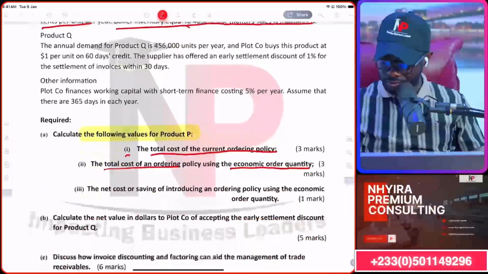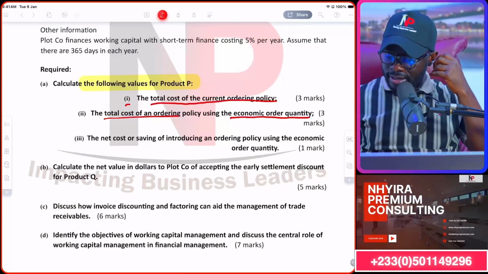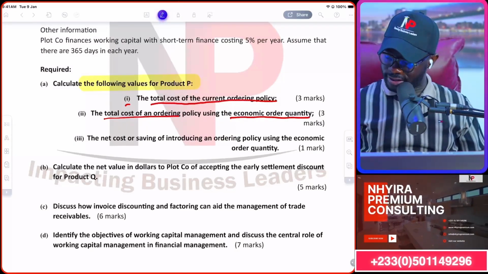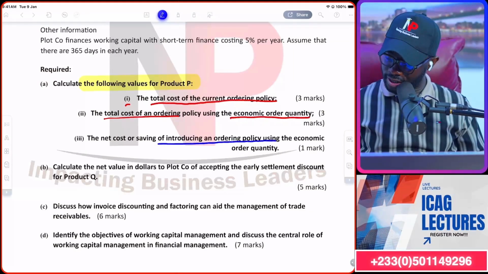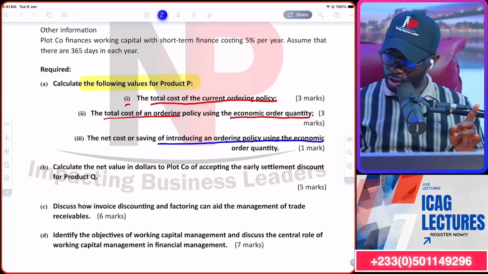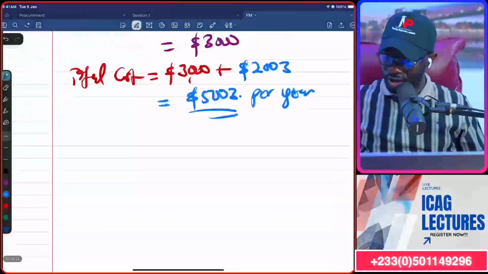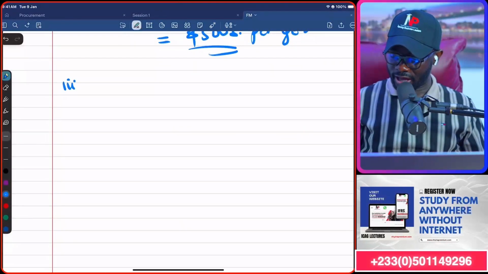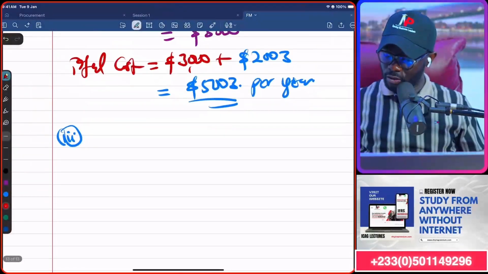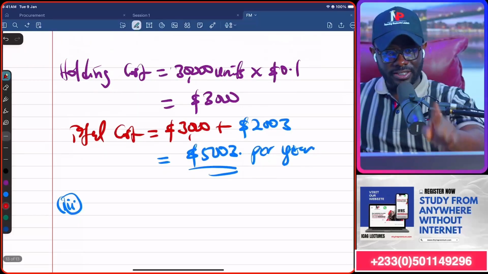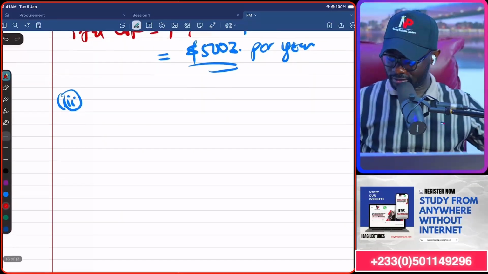Let's continue. III. It says, the net cost or savings of introducing an ordering policy using the economic order quantity. I've already answered that question. So the calculation. So III, it says net cost. It will be a savings. Because if they change to the economic order, they will now spend just this.